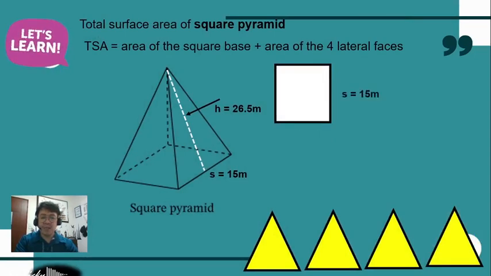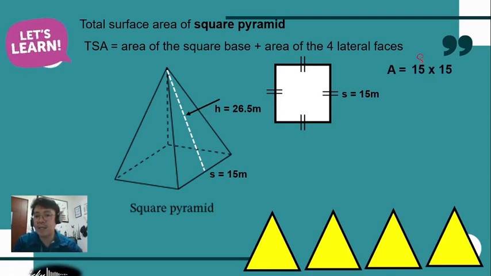If the base is a square, we can get the area of this one, and all sides are equal because it is a square shape. So area is equal to side times side, 15 times 15. Area is equal to 225 square meters.